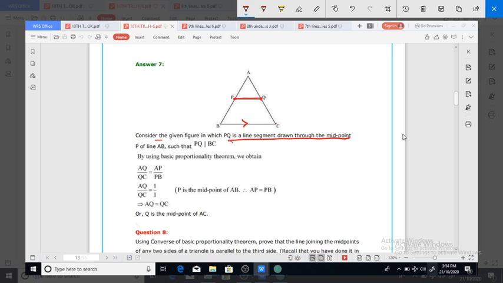PQ is drawn through the midpoint, and P is the midpoint here. Midpoint P of line AB, okay. Such that PQ is parallel to AB.